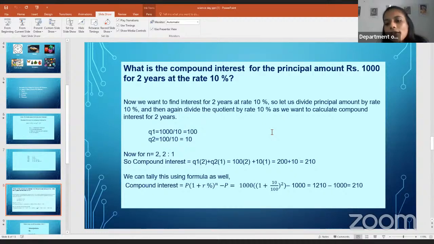First we will divide this principal amount by the rate 10%, and let us call that amount Q1. So this Q1 will be 1,000 divided by 10.